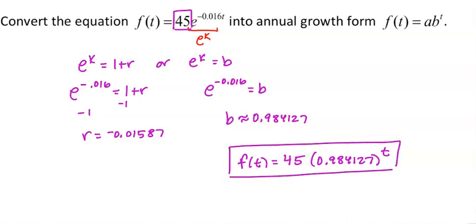So this is showing us the relationship between our continuous growth and our annual growth form. We ignore the a out in front and look at just the part that represents the growth. In this case, we were given e to the power of k. We can set that either equal to 1 plus r or to b. R is telling us about the actual growth rate in our annual growth form, whereas b is giving us that multiplier that we need for our function.